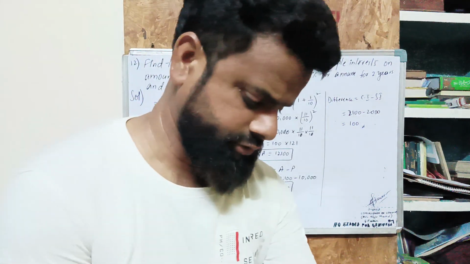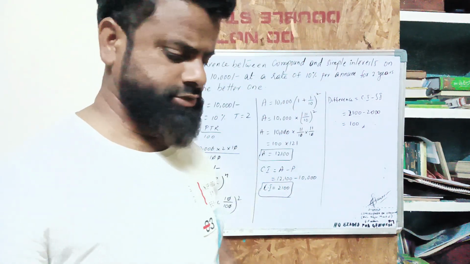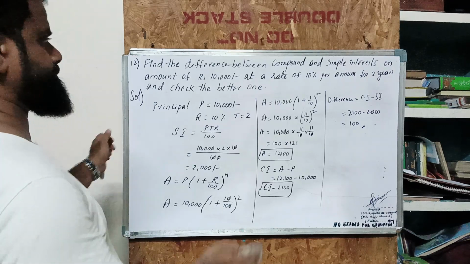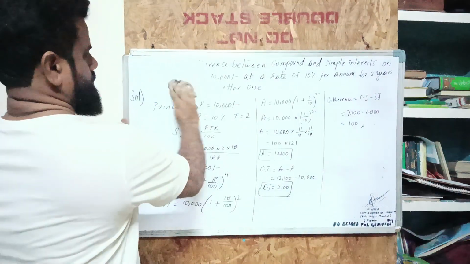We'll be doing question number 13. Question number 13 is: calculate compound interest on rupees 100.